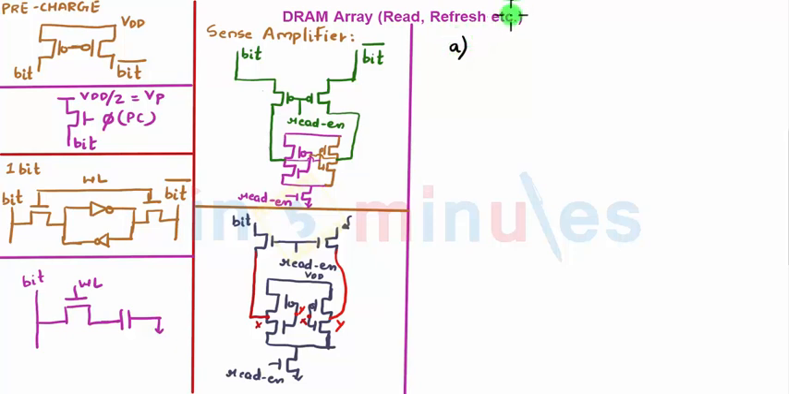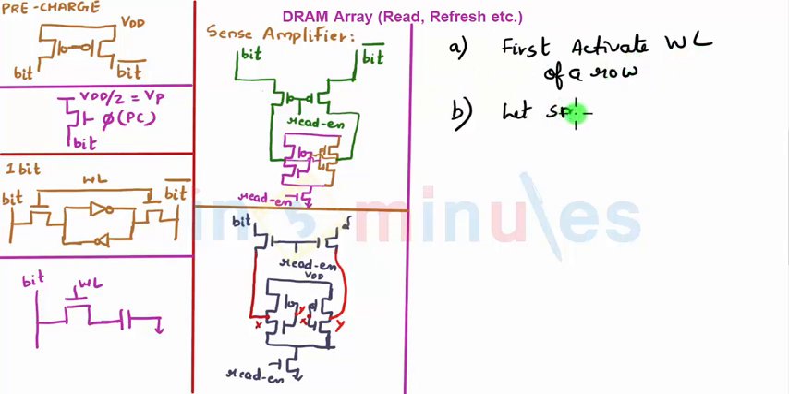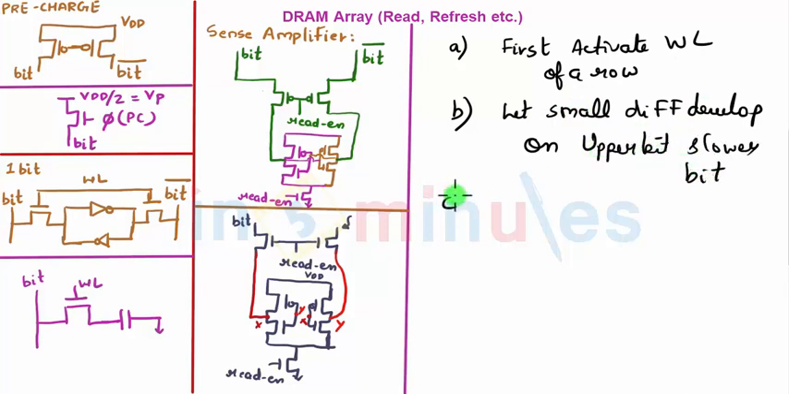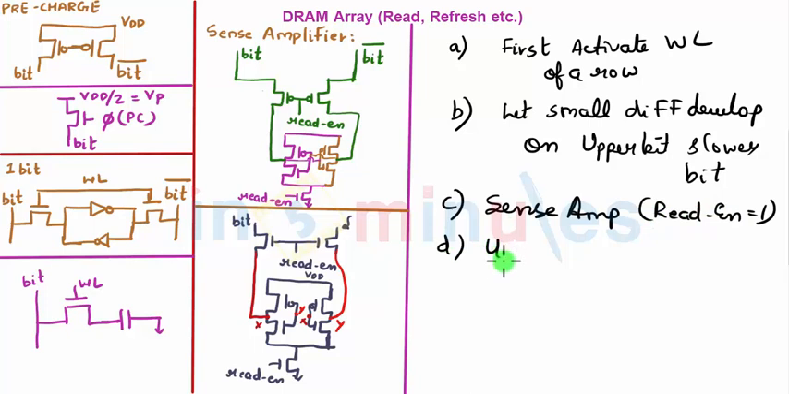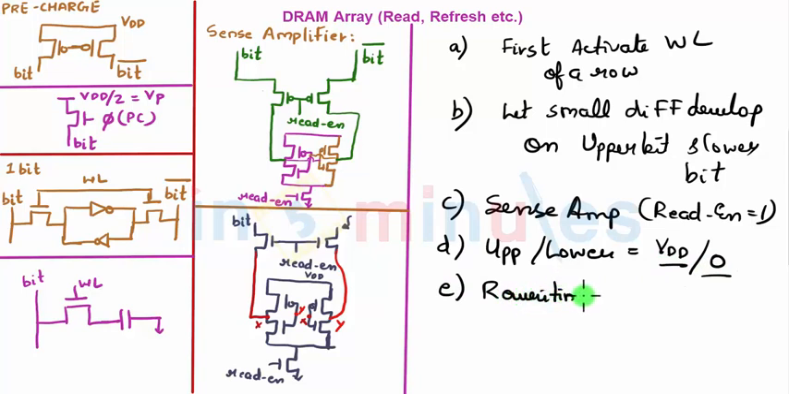So the first thing one needs to do is activate the word line of the row you want to read from. Only one of them would be high. Let a small difference develop on the upper bit and lower bit line. Once that difference has developed, energize or activate your sense amplifier, meaning make your read enable signal high. Once that is done, one of upper or lower will go to VDD, and the other will go to 0 because the difference is amplified. Because this has gone to VDD or to 0, the same thing, because that word line is still high, would be rewritten in that memory cell so that no value is lost.